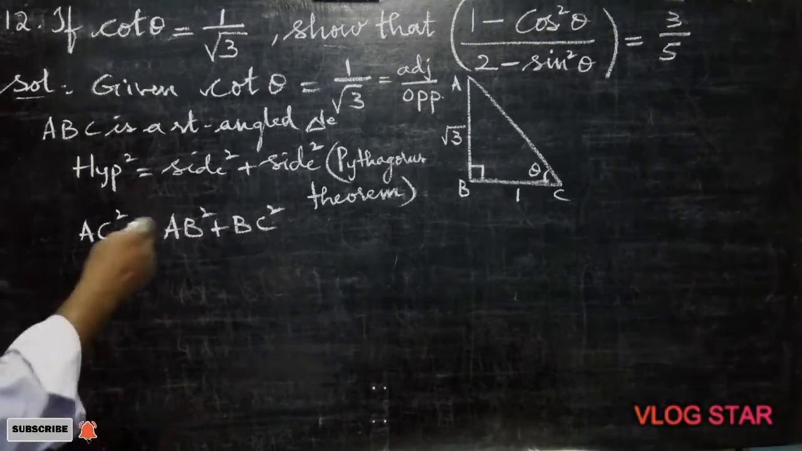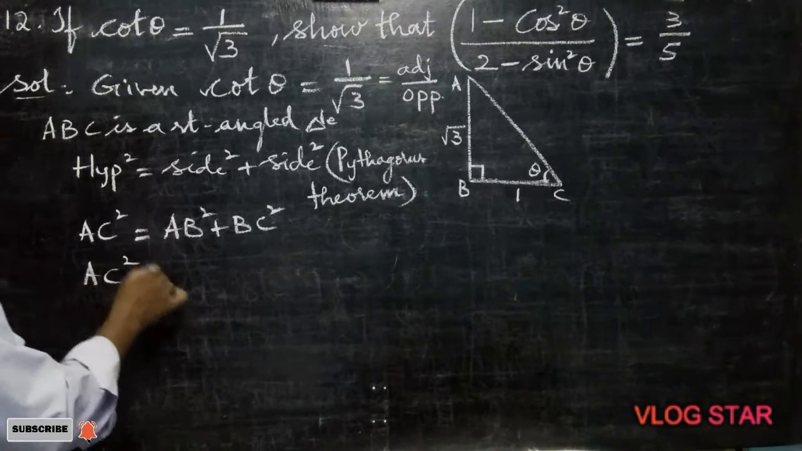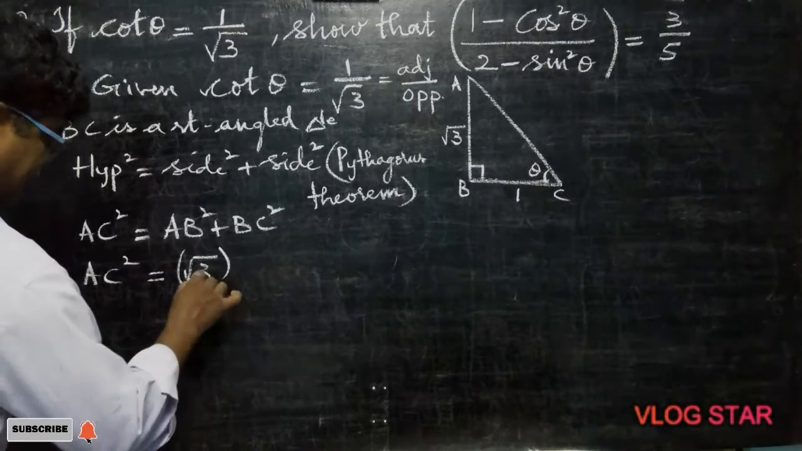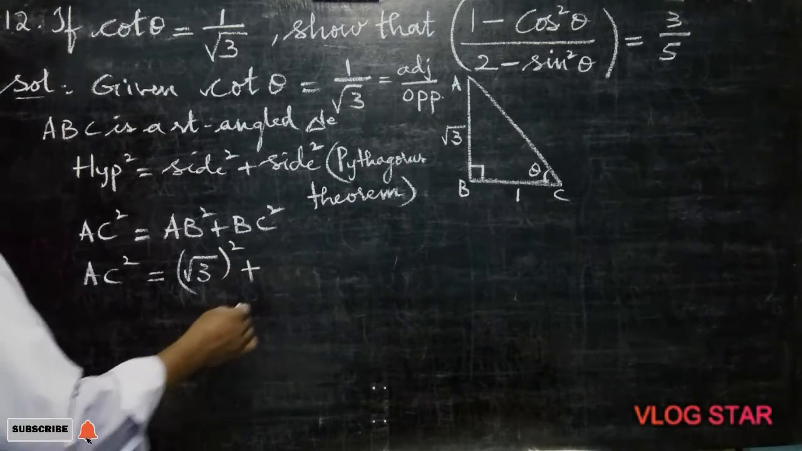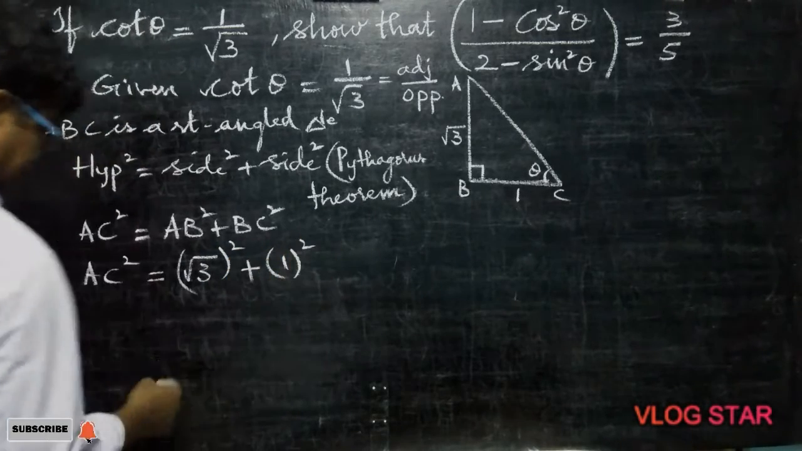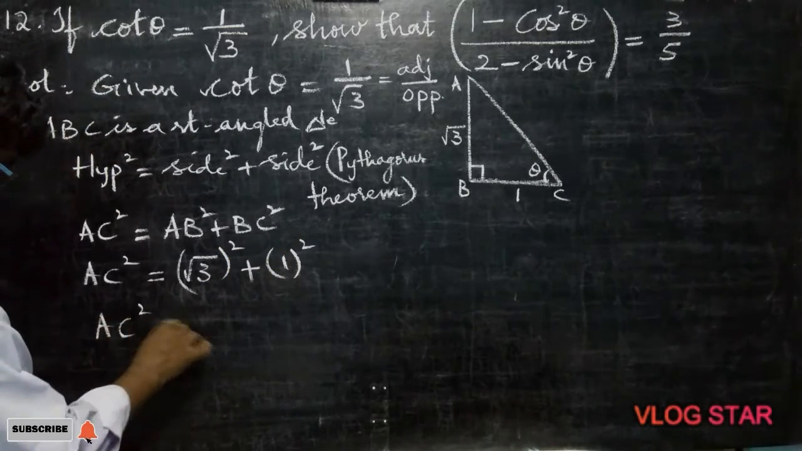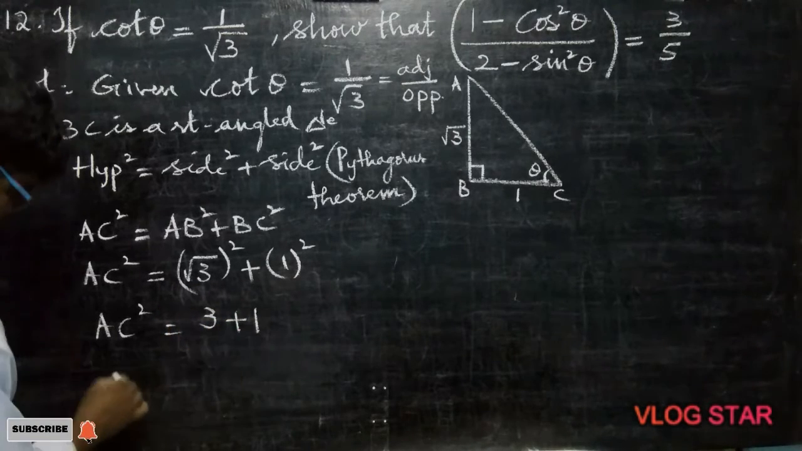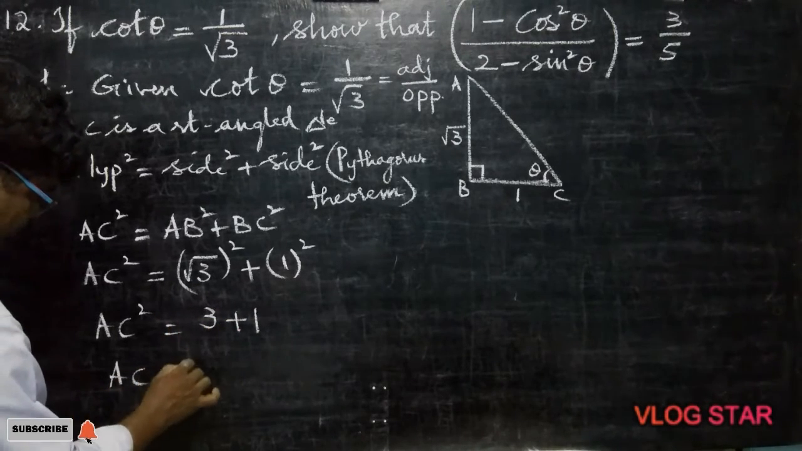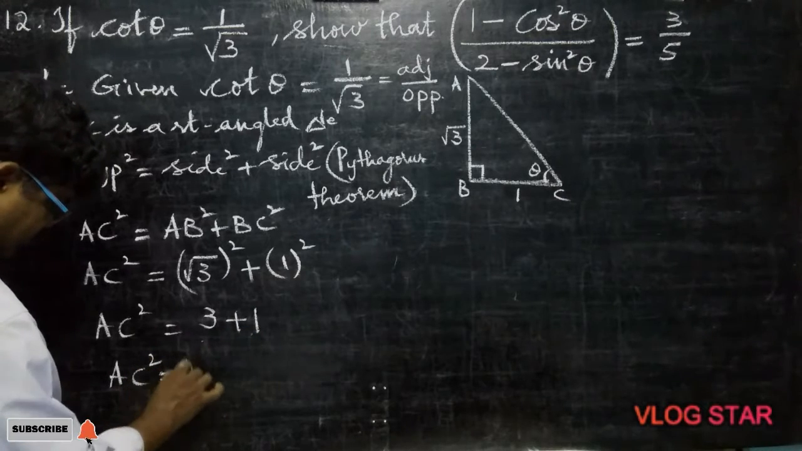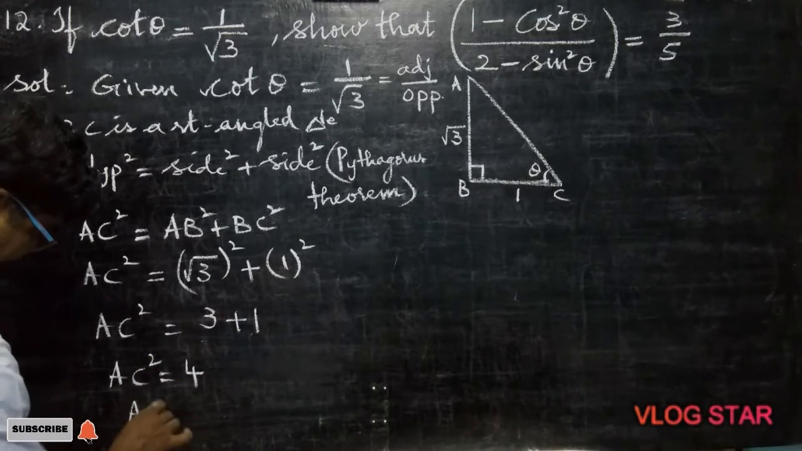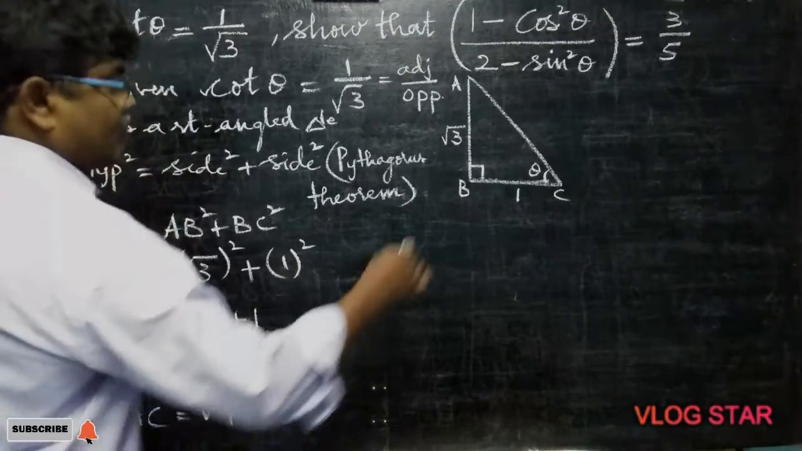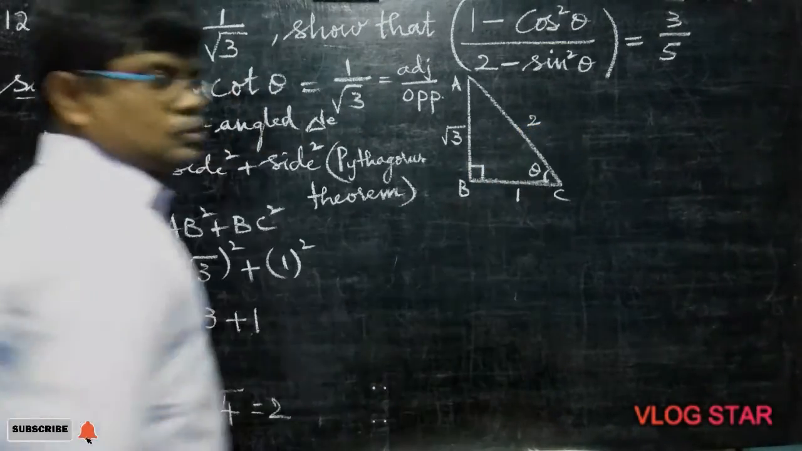Now, we don't know AC. So, AC square is equal to root 3 whole square plus 1 square. AC square is equal to root 3 into root 3 is 3, plus 1 ones are 1. So AC square is equal to 3 plus 1, that is 4. So AC is equal to square root of 4, that is 2. So now we got hypotenuse as 2.